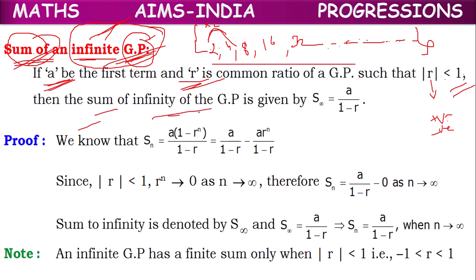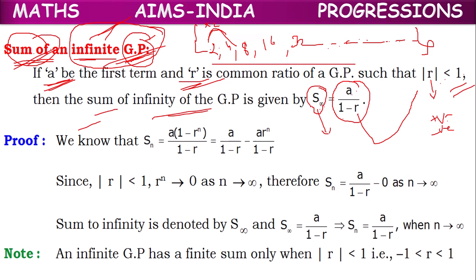So if the sequence follows these conditions, then the sum of an infinite GP is given by the formula S infinity equal to a by 1 minus r, where S infinity stands for the sum of infinite terms, a is the first term, r is the common ratio. But here the condition is modulus of r should always be less than 1. Then only this formula is applicable.